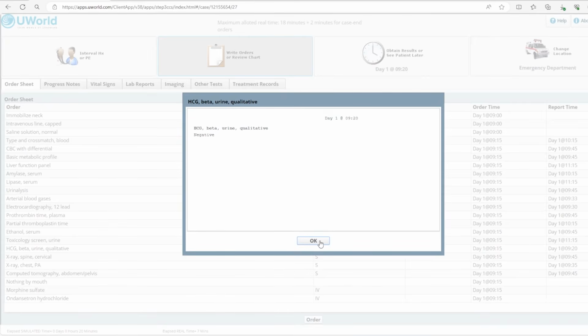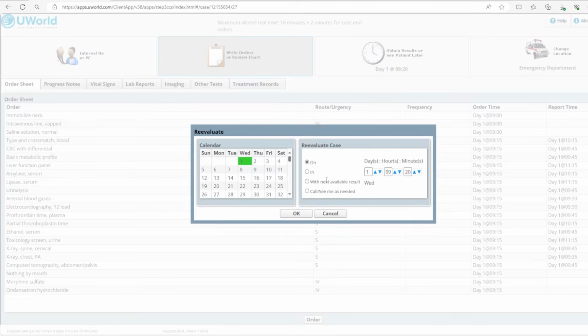HCG is negative, the patient is not pregnant. We can go again with the next available result. Another option is to go to "in" and let's say put 2 hours, and this will keep advancing the clock up to 2 hours. But with each result, it will generally ask you to continue or stop. So if you see something that requires you to change management, you click stop.